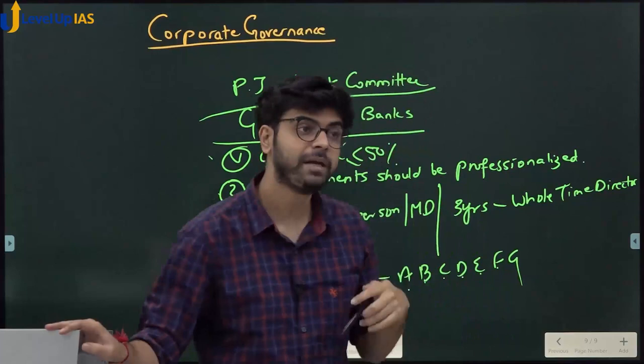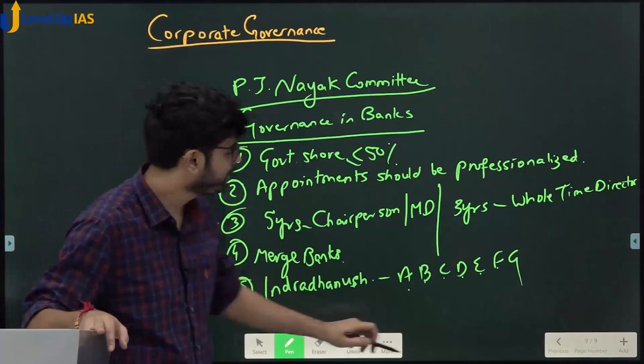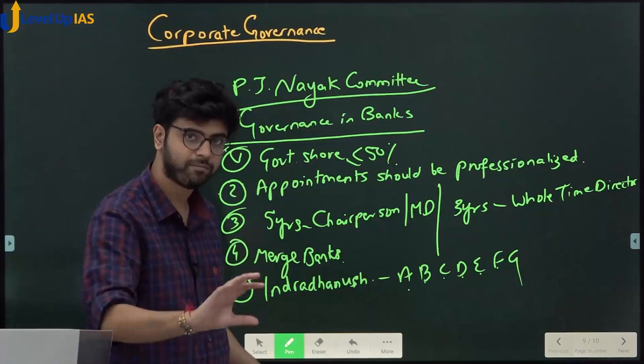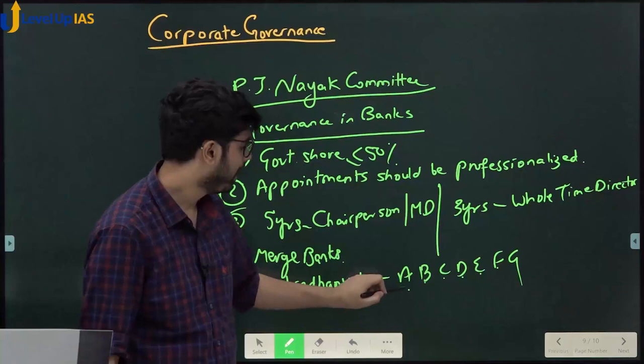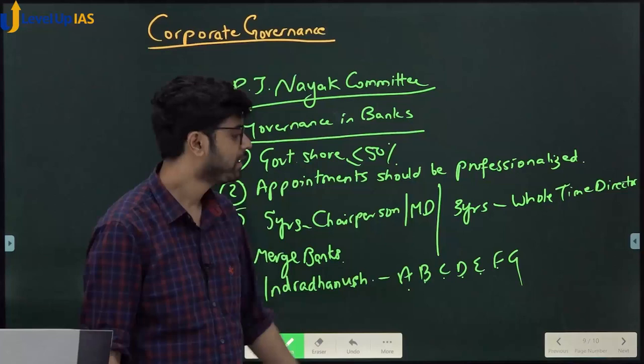Did you understand this? Now let us speak about the Indradhanush strategy. The Indradhanush strategy is nothing but starting from A, they have given one point each, starting from B, C, D, E, F, G. For example, I'll give you an example. Appointments should be professionalized. That stands for A. Similarly, you don't need to know all of them. G is for good governance. Banks should have good governance. Simple.